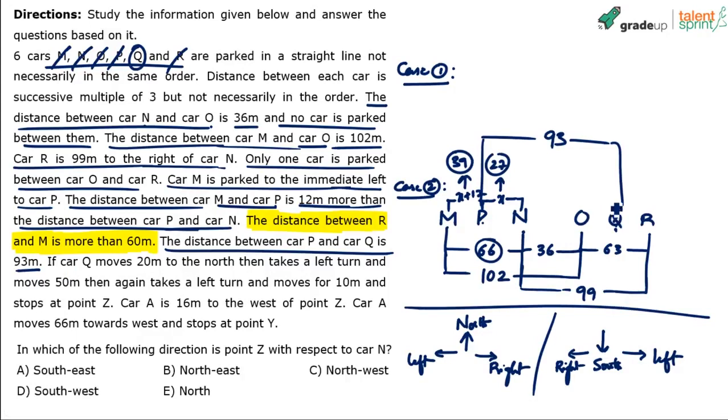So can you find out the distance between O and Q now? Understand, between P and Q is 93, between P and N is 27, between N and O is 36. This is 27, this is 36, right? So how much will the distance between O and Q be? This value will be 93 minus 27 minus 36. Yes or no?